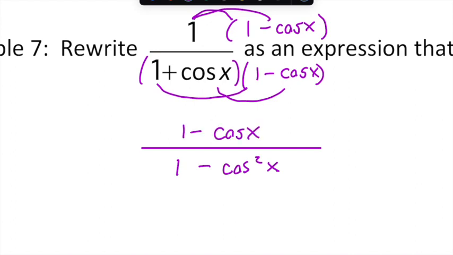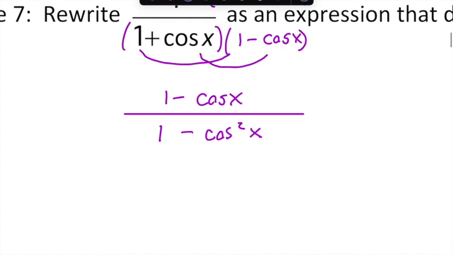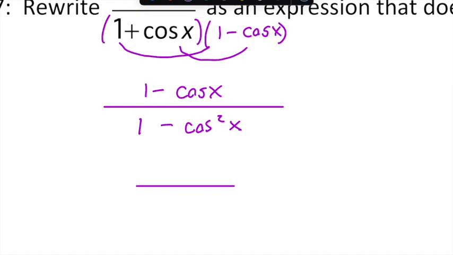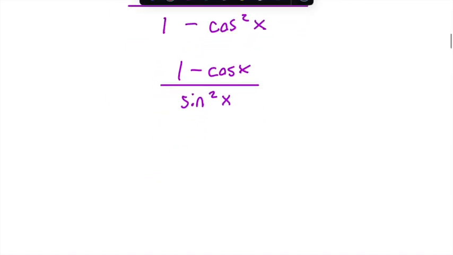And what can we change 1 minus cosine squared to? We can use a Pythagorean identity to change that to sine squared in the bottom. Now you can only do this when you have one single piece, not like a binomial, in the denominator here. And a lot of people will skip writing this step out, so I'll write it in a different color here for a second.